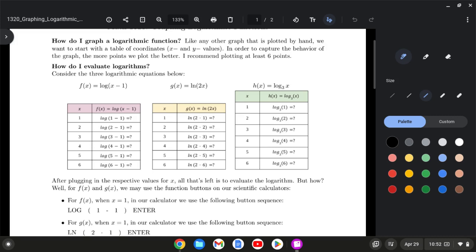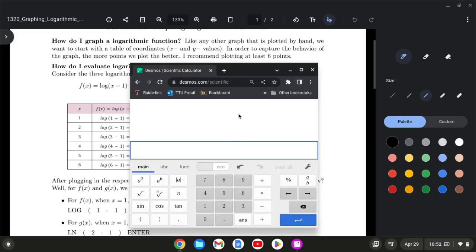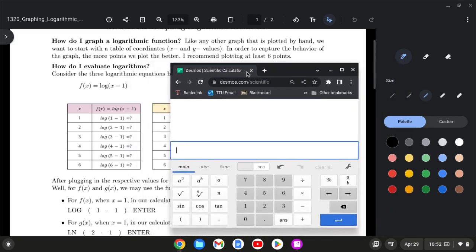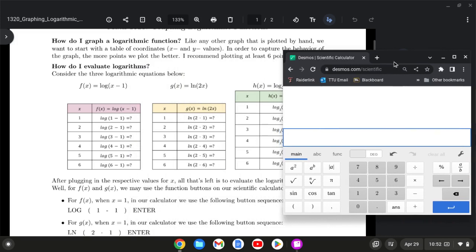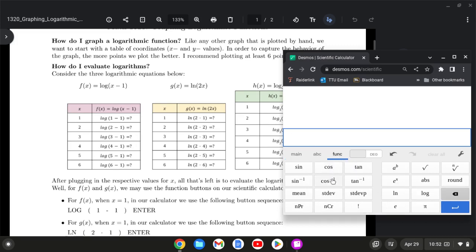Now, after we've plugged these in, we need to find the value of our log when x is that value. And so we can use our scientific calculators. So let me pull one up here. When we are evaluating our functions like our f of x here, where it's just log, or in other words, the common log, or log base 10, we get to use our log button. It should look something like this. It should just say log.